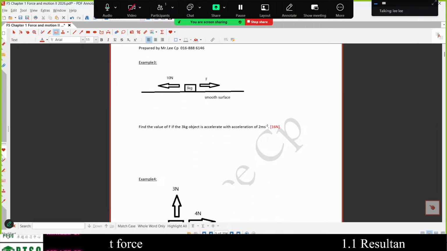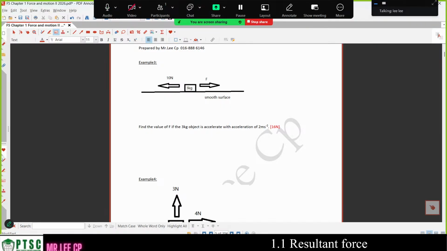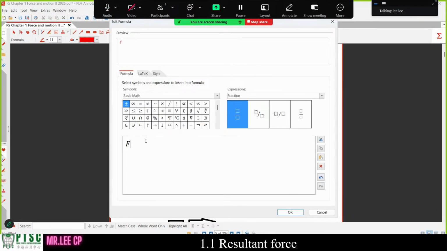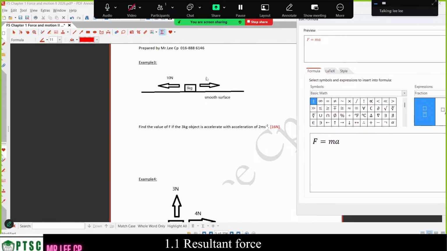Okay, now we see another example. For example, I don't give you what this F is, and this is 10. So find the value of the F, if the 3 kg object is accelerated with 2. So what's the formula? Same thing. F is equal to ma. Now you can use F minus 10.